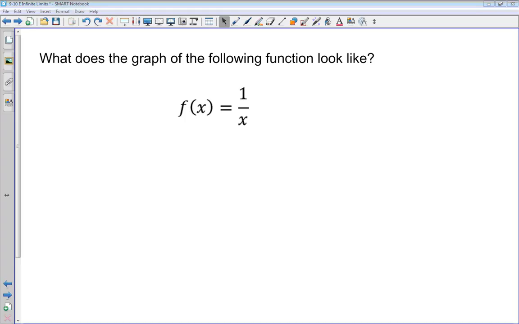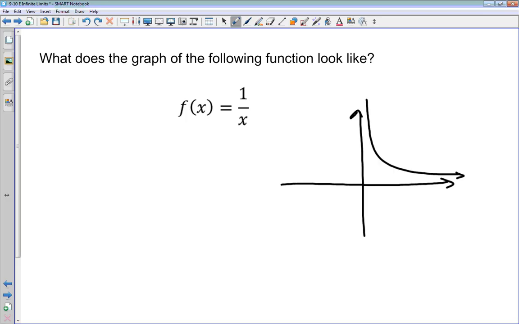So we have just been taking a look at the function f of x equals 1 over x. And we figured out that the graph of this function looks something like this. Then we figured out that there were two asymptotes in this question. There was a horizontal asymptote of y equals 0, and then there was a vertical asymptote of x equals 0.